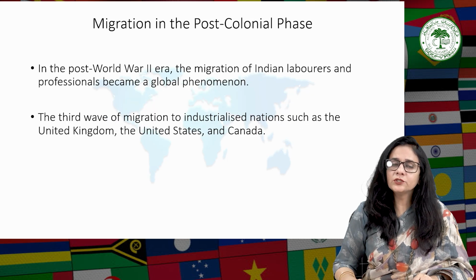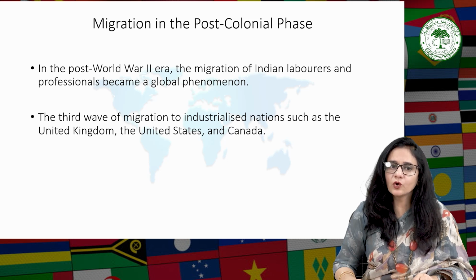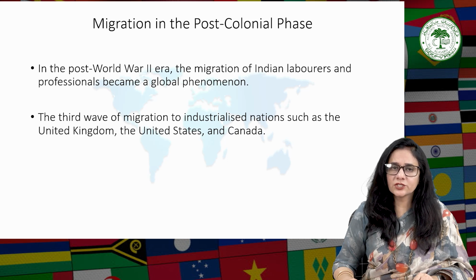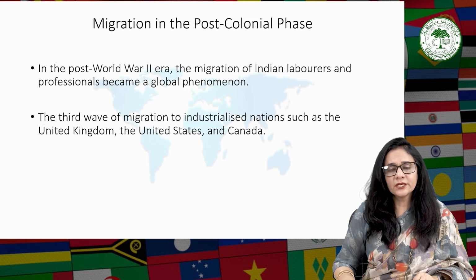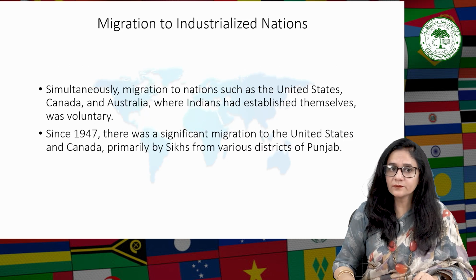In the post-World War II era, the migration of Indian laborers and professionals became a global phenomenon. The third wave of migration to industrialized nations such as the United Kingdom, the United States, and Canada began in the later stages of the British Raj, with Western countries providing new job prospects to some and educational chances to others. Simultaneously, migration to nations such as the United States, Canada, and Australia, where Indians had established themselves, was voluntary.